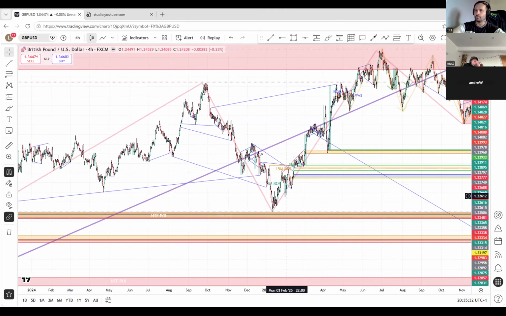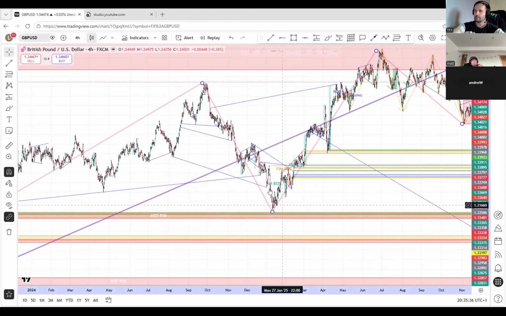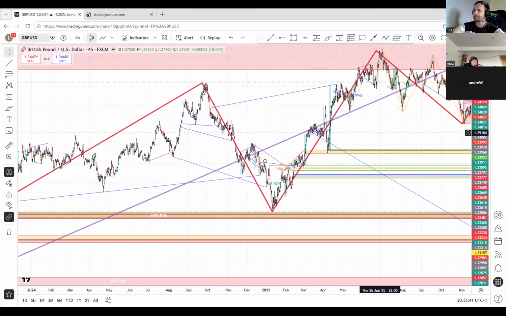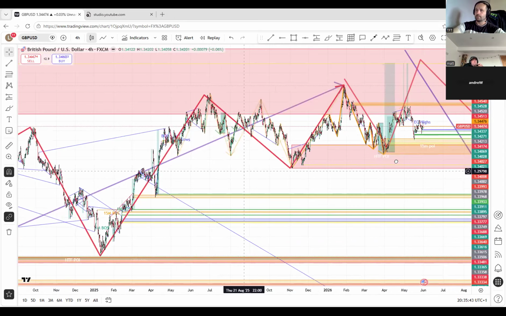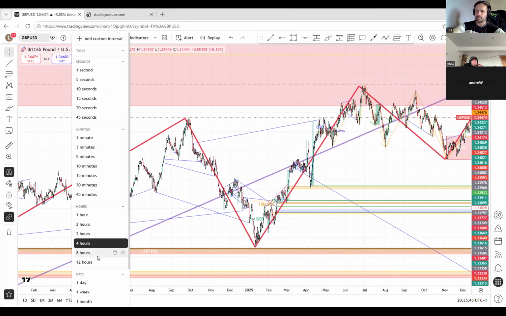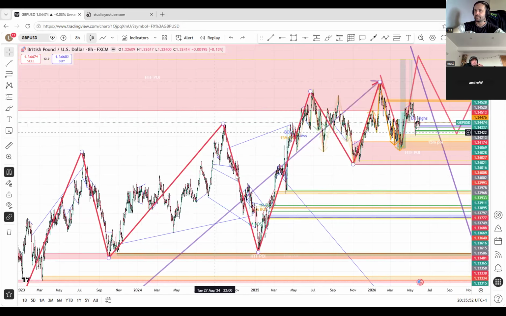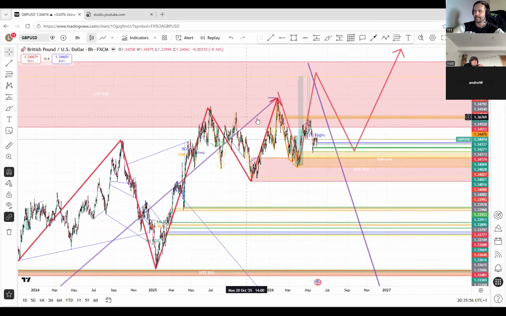So I'm happy with this structure here as the 4 hour. I'll just turn it brighter. I'm always concerned that you can't see it clearly. I'll go on the 8 hour just so you can see more candles. I'm relatively happy with this structure here, and then we start getting a bit of ifs and buts around this last swing.